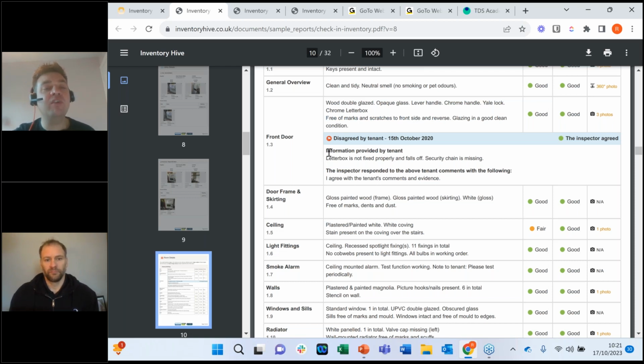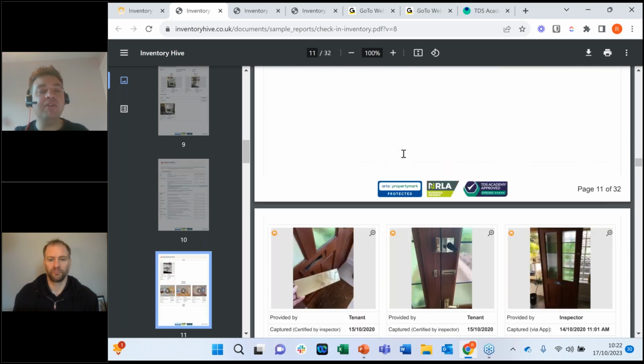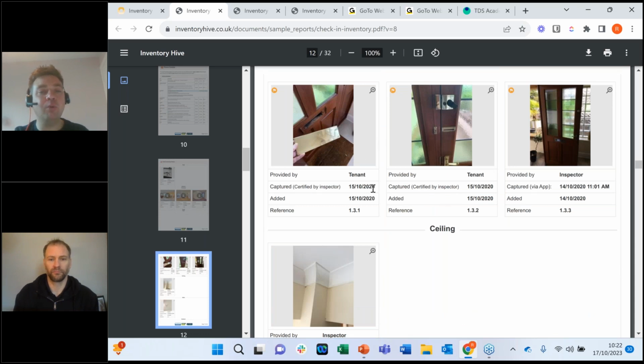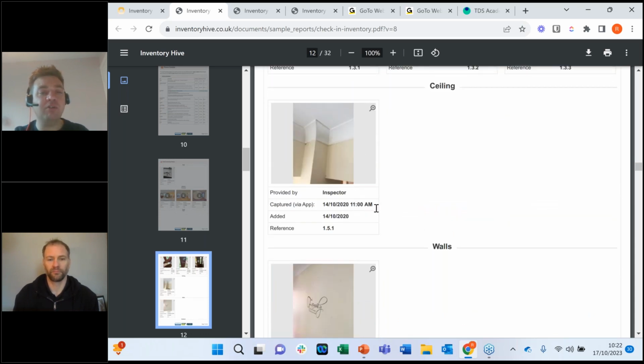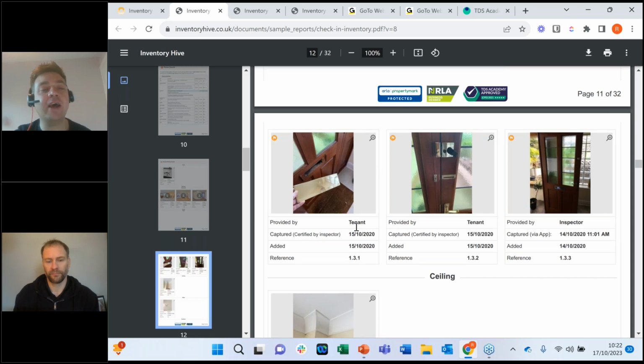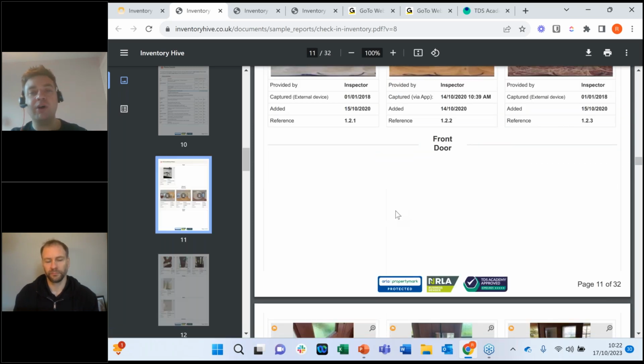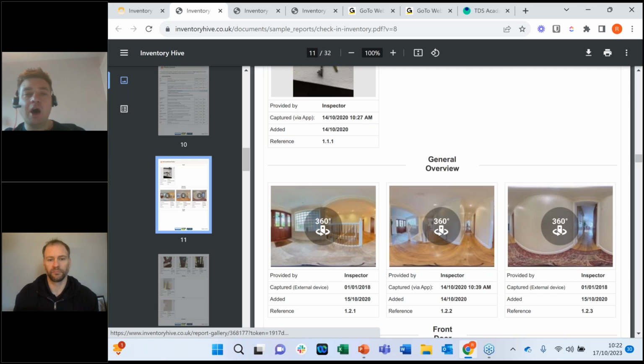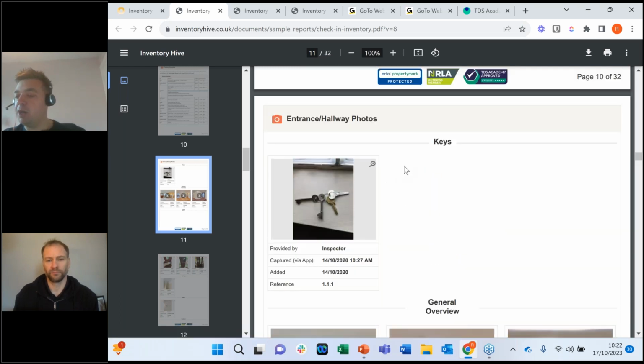But then when the tenant moved in and challenged the report, they noticed that the letterbox was not fixed properly and the security chain is missing. And the inspector can agree with that because the tenant can then evidence that photo and add that in the report as well. Again, all date and time stamped, just for clarity. So the original photos were taken on, say, the 14th, and then the tenant added theirs in on the 15th. So it's all audit trailed nicely in the report there. So hopefully that answers your question about what language is acceptable.